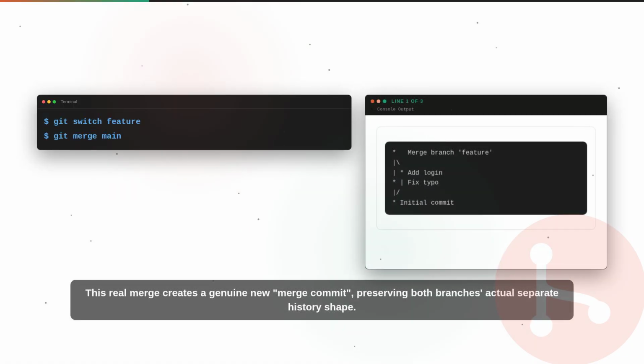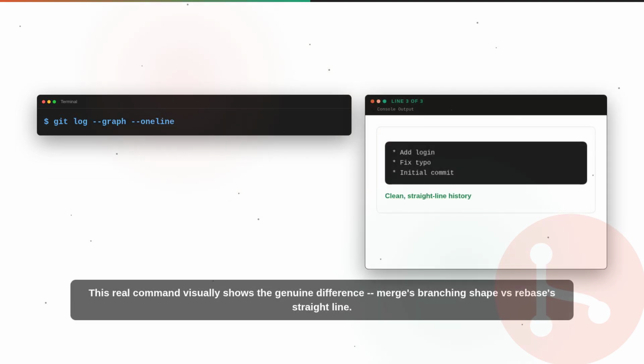This real merge creates a genuine new merge commit, preserving both branches' actual separate history shape. This real rebase genuinely replaces feature's commits one by one on top of main, producing a real straight line, no merge commit. This real command visually shows the genuine difference: merge's branching shape versus rebase's straight line.